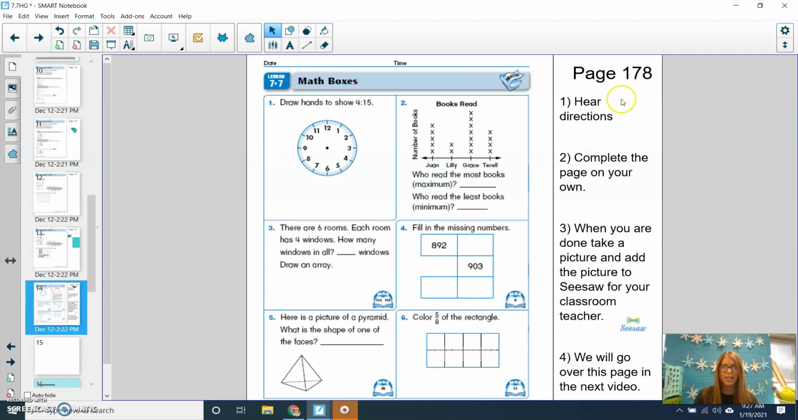Our math box page today is 178. I'll quickly talk about the directions, then I'll ask that you complete the page on your own. When you're all done, take a picture and add the picture to Seesaw for your classroom teacher. We will go over this page in our next video.